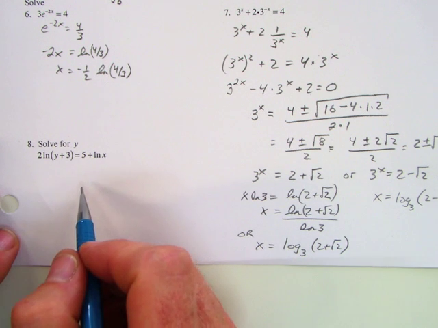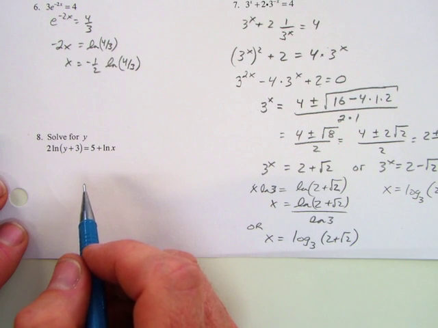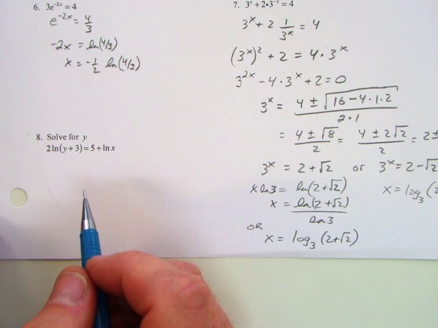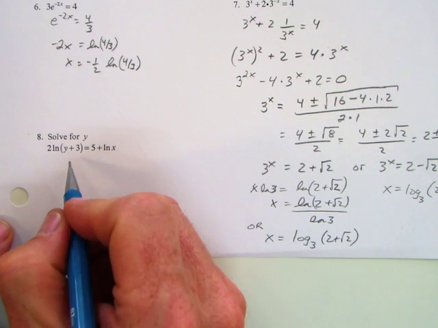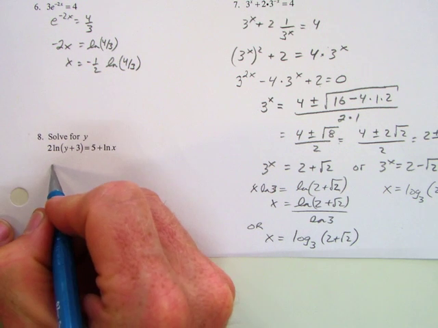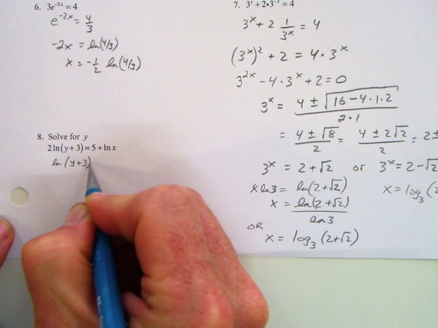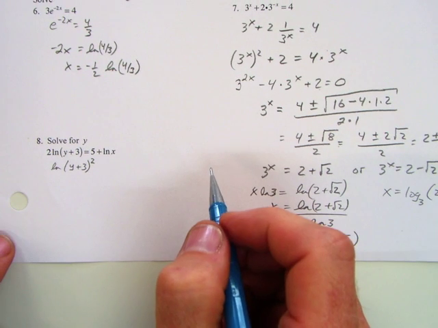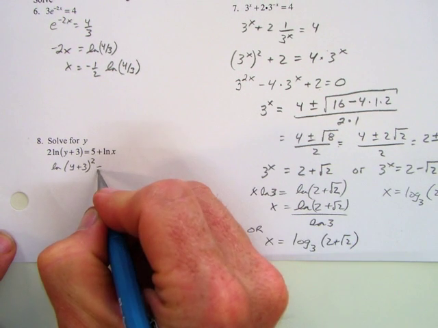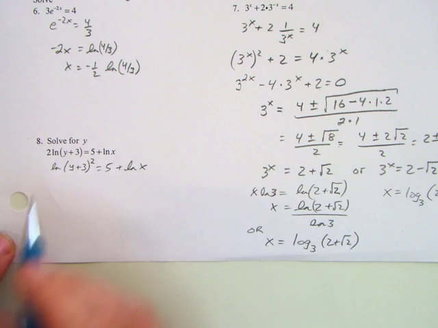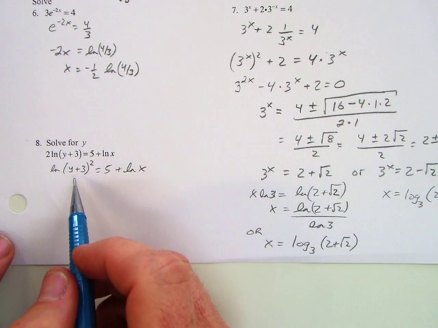Solve this thing for y. There are a bunch of different ways you can go about doing this. And there's no one right way that you have to do. I could start and say this is the ln of y plus 3 quantity squared equals 5 plus the ln of x. Now I'm trying to isolate y. I'm trying to get that by itself.